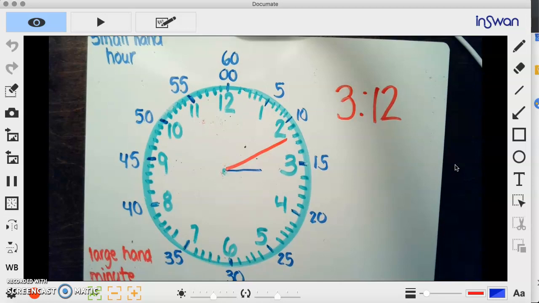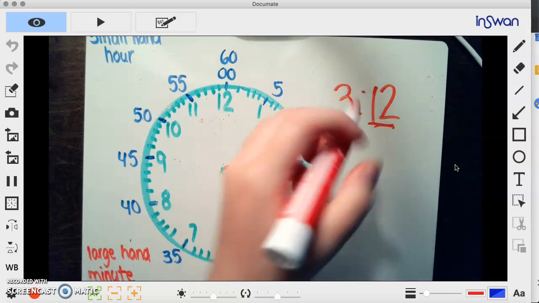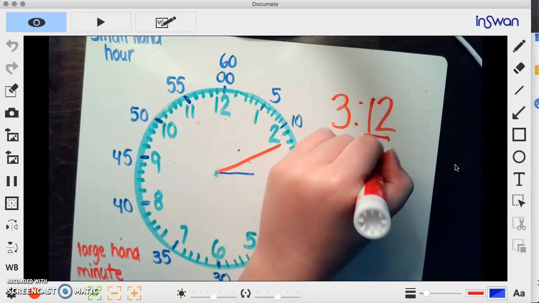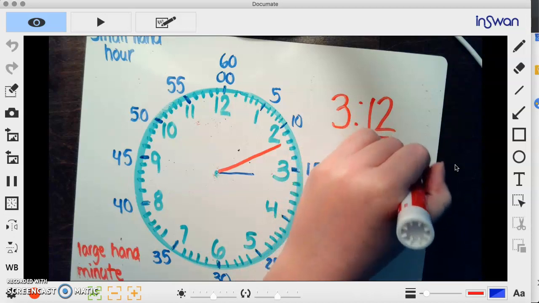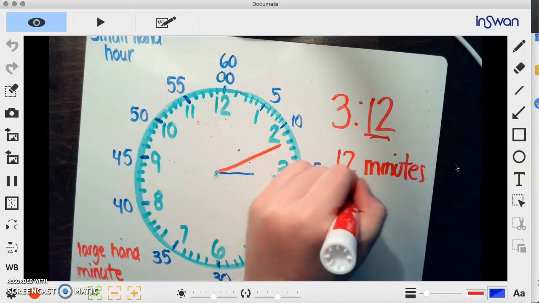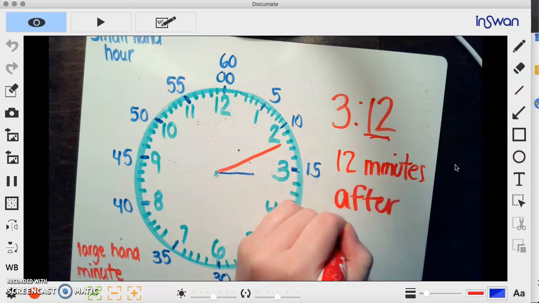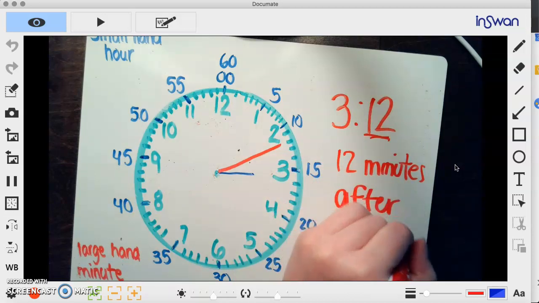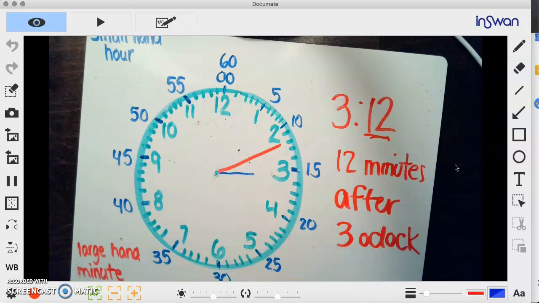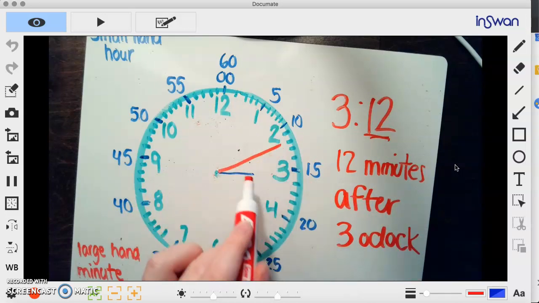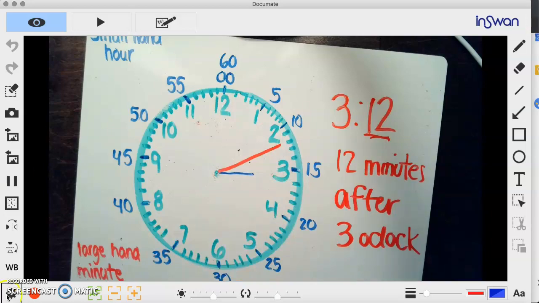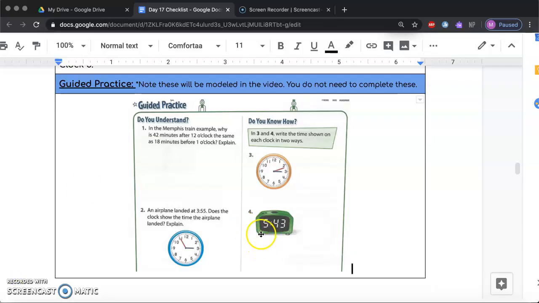Another way that I can write this is by saying how far it is past the hour. So it is 12 minutes after 3 o'clock. 12 minutes after 3. At number 4. Number 4 says it is 5:43.